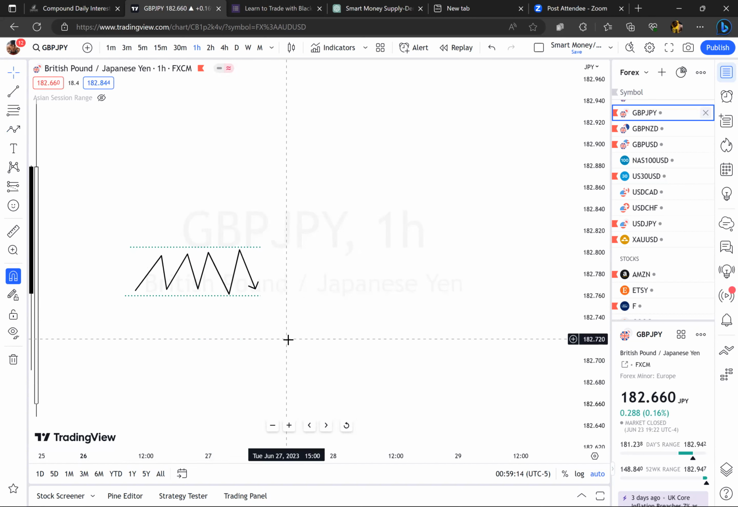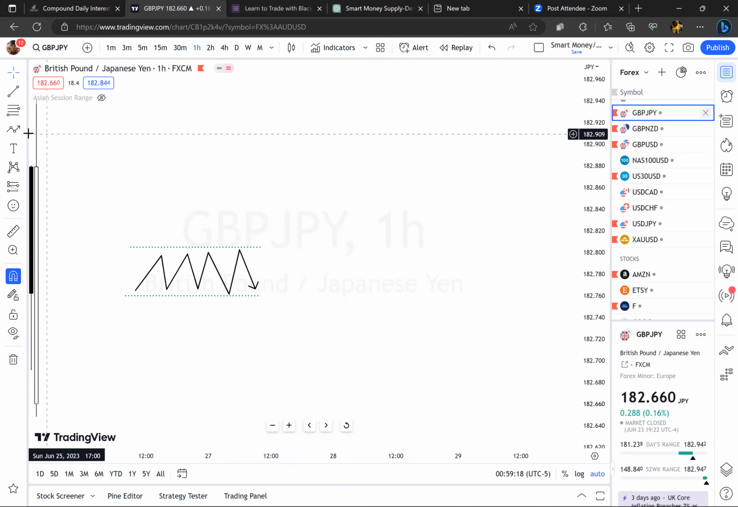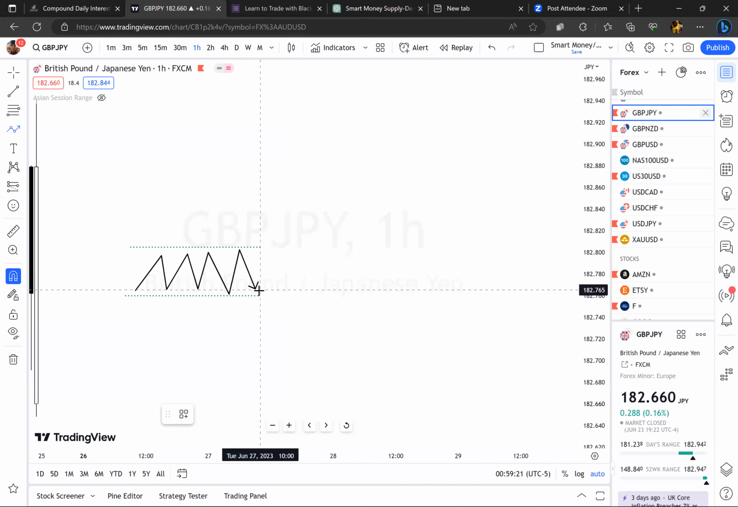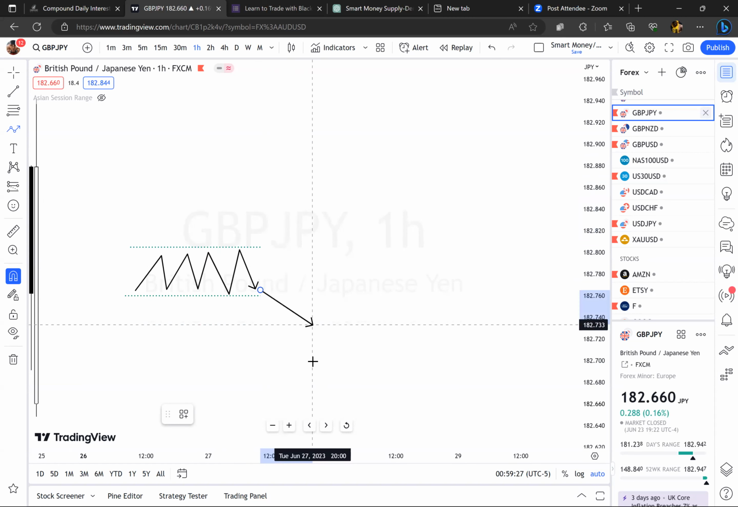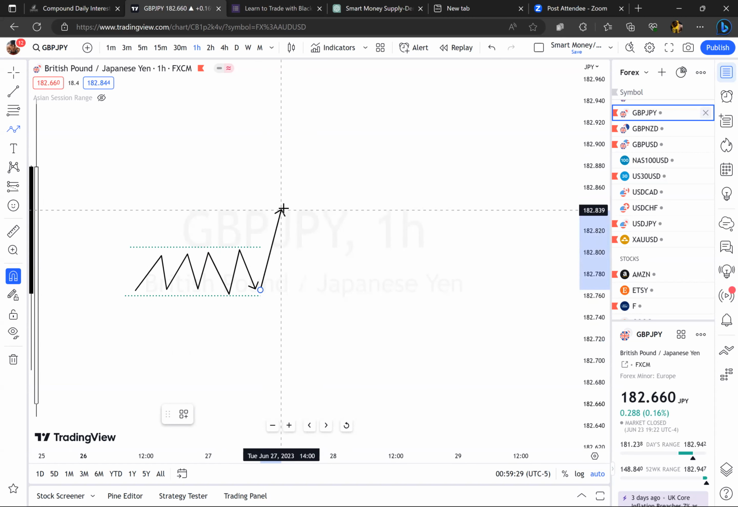What is expansion? Expansion is that violent, sharp breakout that comes out of consolidation. A lot of times you're going to see it as a series of candles either breaking out to the top side or breaking out to the bottom side. That is our expansion.